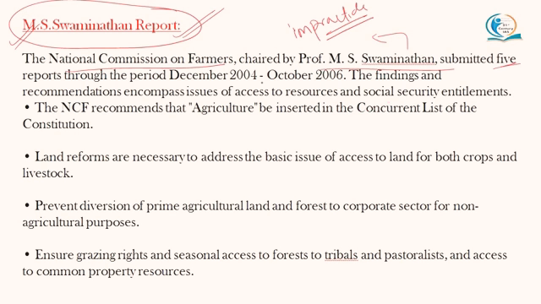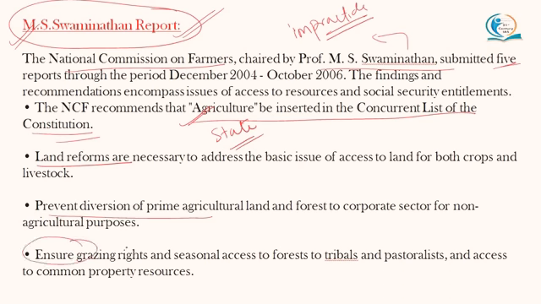So what are the major recommendations of this National Commission for Farmers? One of the major recommendations to be noted here is that agriculture be inserted in the concurrent list of the Constitution. At present, agriculture comes as an entity under the state list, but the Commission recommended it should come under the concurrent list so that both the state and center can make policies on it. The report also talked about land reforms, preventing the diversion of agricultural land for industrial activities, and ensuring certain rights to the tribals living nearby the forests, thereby providing certain access to the resources.